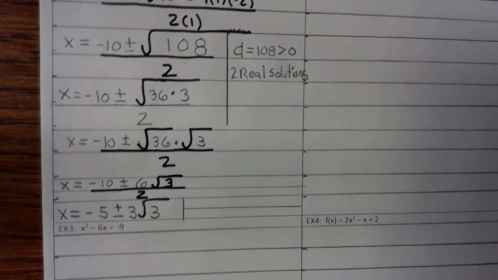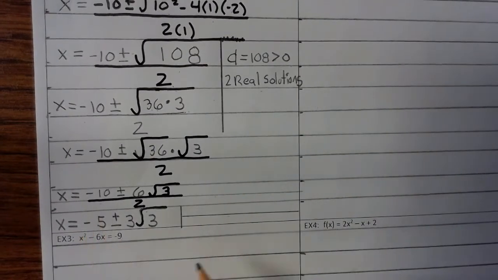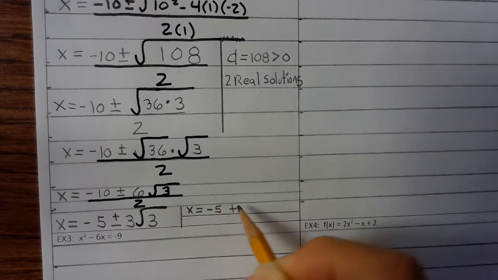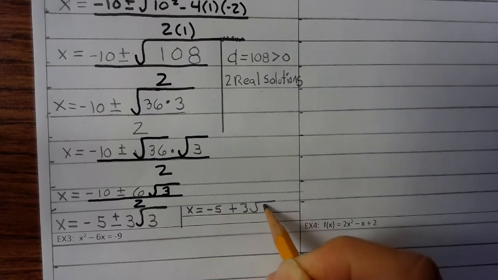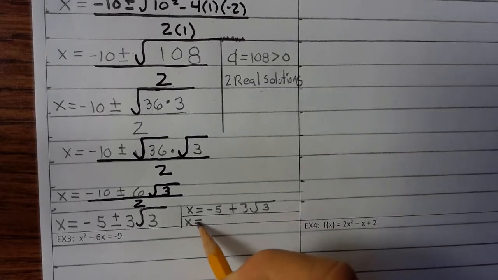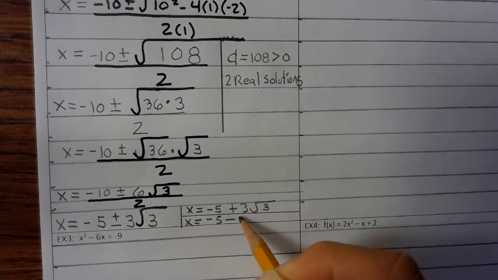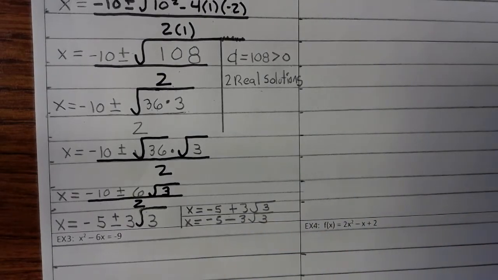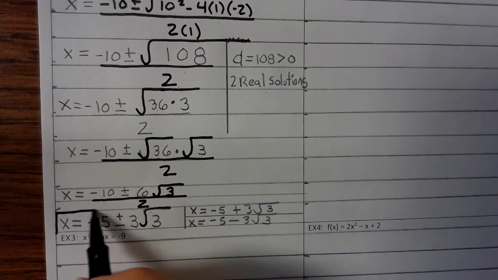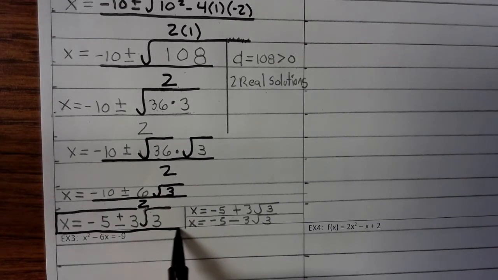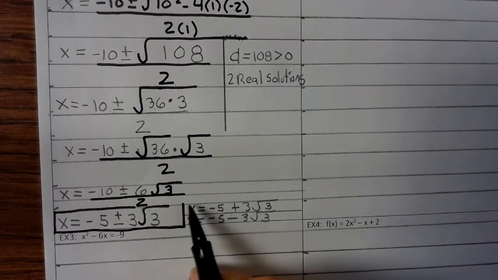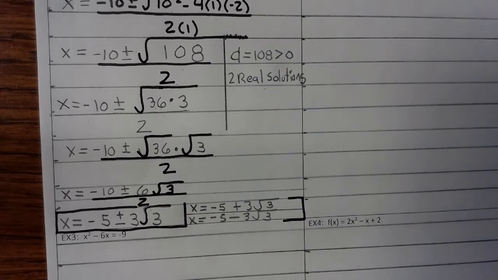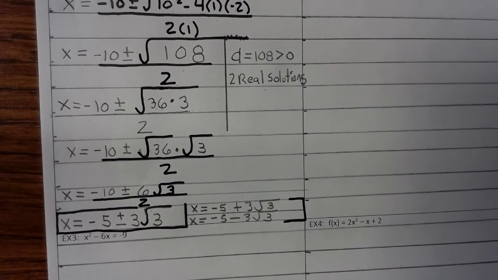Now, remember I said that we have two real solutions. Well, that's two solutions. We have x equals negative 5 plus 3 square roots of 3, and x equals negative 5 minus 3 square roots of 3. So either way is acceptable, right? You can write it this way as your solution, or you can write it separated this way as your solution. Okay? All right, if you would finish up example 1.